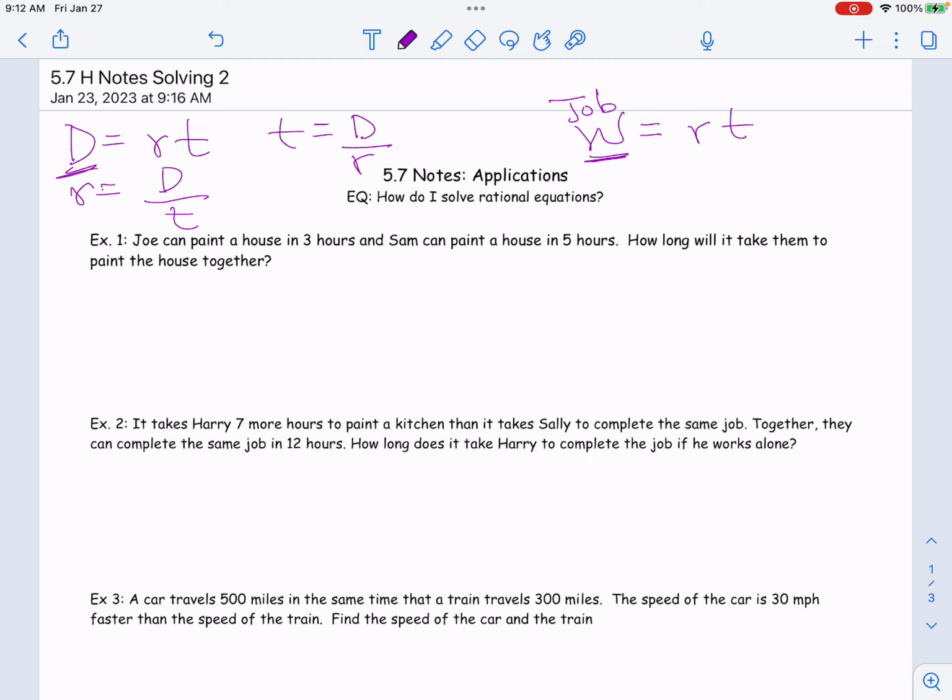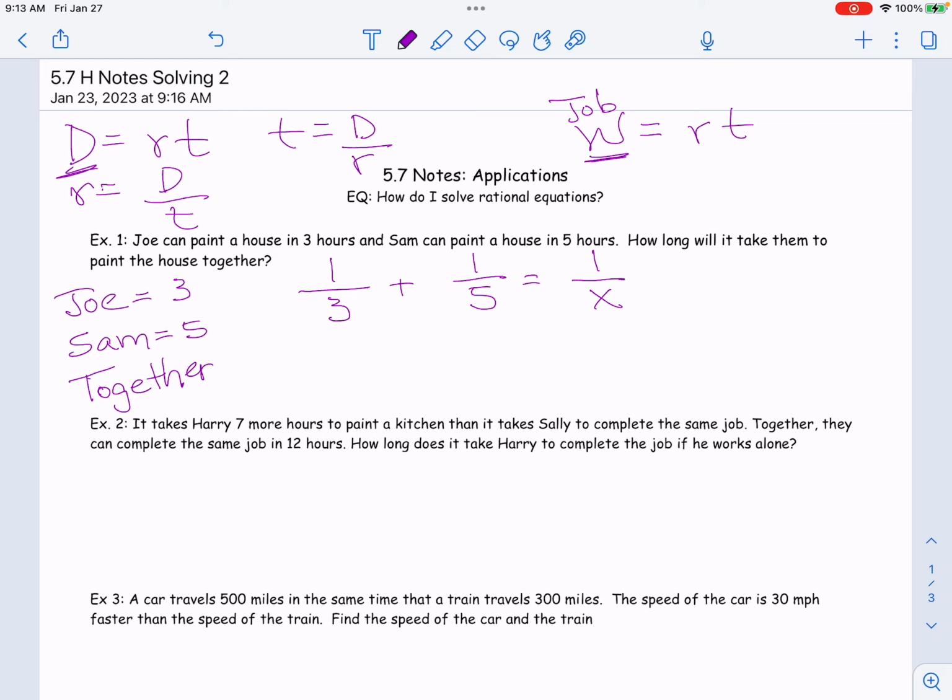So for this first problem, it says Joe can paint a house in 3 hours. So we have Joe, and we have Sam, who can paint it in 5 hours. So Joe's rate is 3, Sam's is 5. And we want to know how long it is going to take them together. So we have Joe doing a job, one job, and his rate is 3 hours. We have Sam doing a job, his rate is 5. And together they're going to do one job, and we do not know that combined rate.